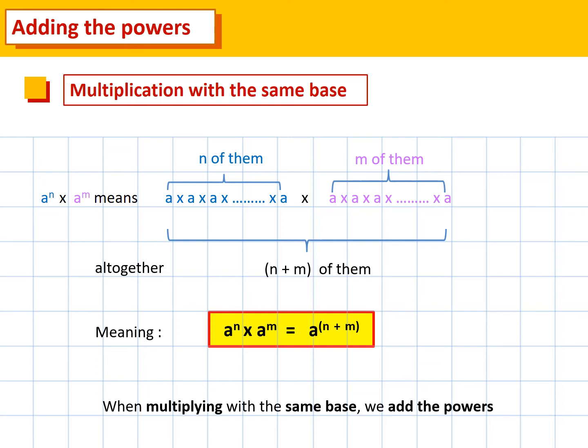We simply add the powers together. And note, we can only do this if the bases are the same. By base, I mean in this case a and a would be the base, they're the same. n is a power, m is a power, and we've added the powers.